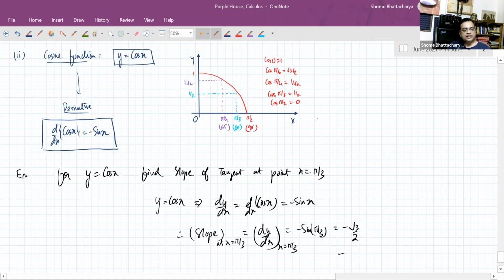That should not come as a surprise that it's negative, because you can see the shape of the cos graph is a curve like this. Obviously my pi by 3 is lying somewhere over here. So when I draw the tangent at this point, it has a negative slope, you can see. The slope of the tangent here for this point is negative of root 3 by 2.